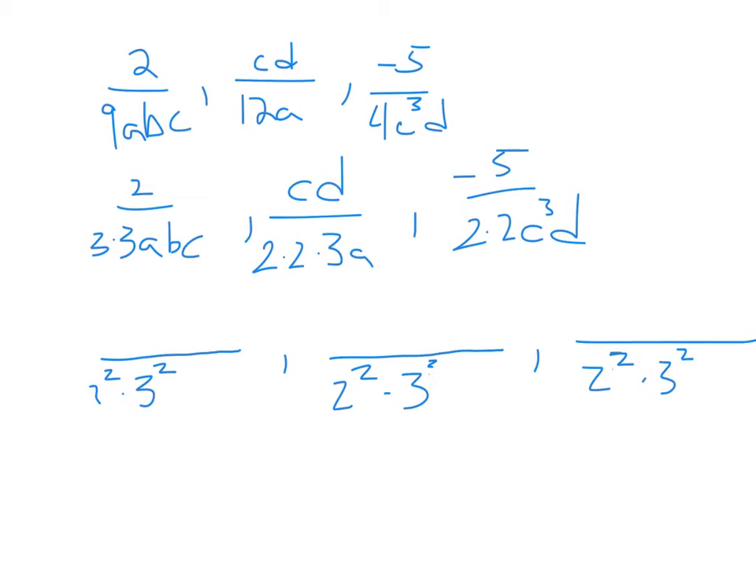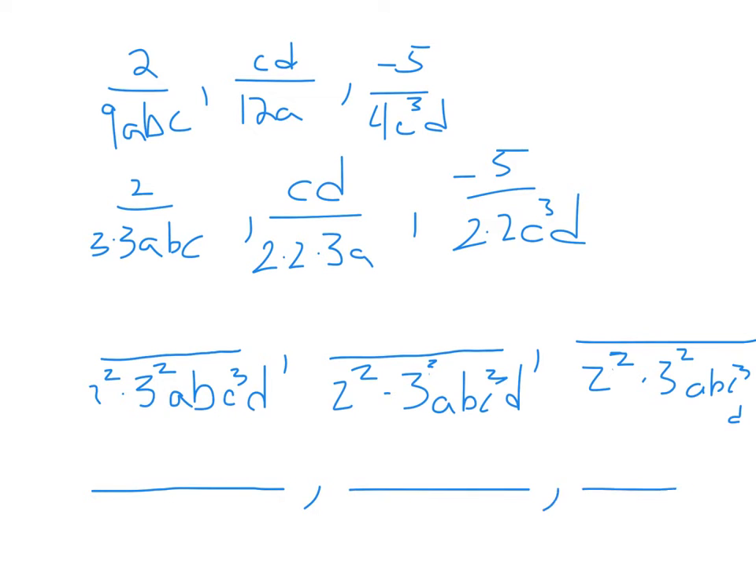What about A's, B's, C's, D's? How many do we need of them? 1 A, 1 B, 3 C's, and 1 D. Is that okay with everyone? We need 3 C's just for the same reason we only needed 2 3's. Is that okay? All right, so our final common denominator would be what? 4 times 9? So 36ABC cubed D.